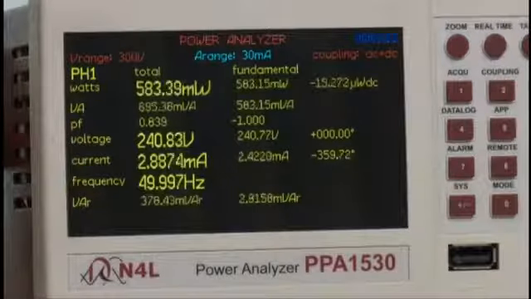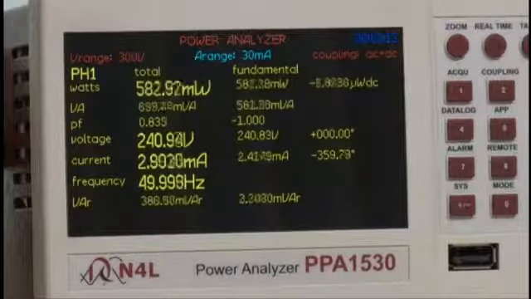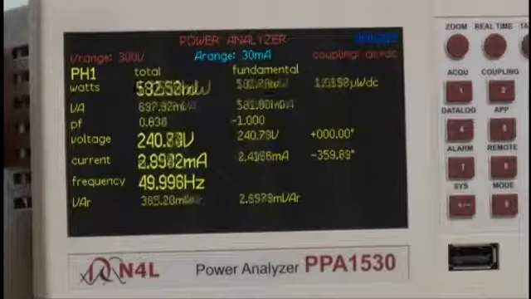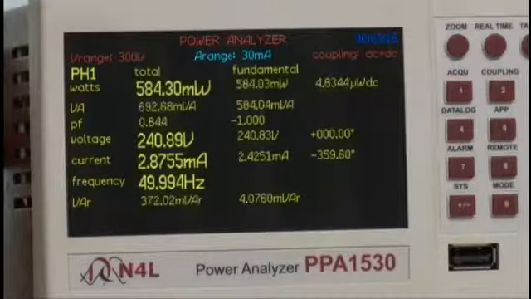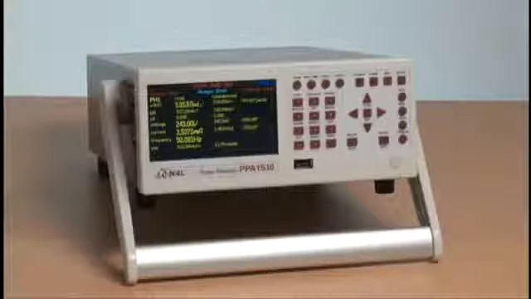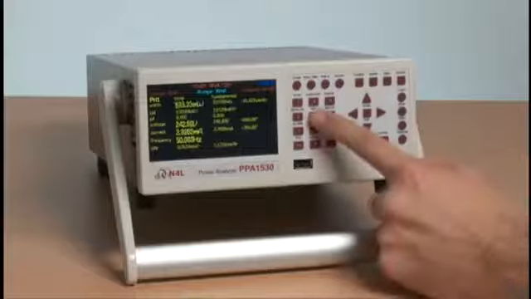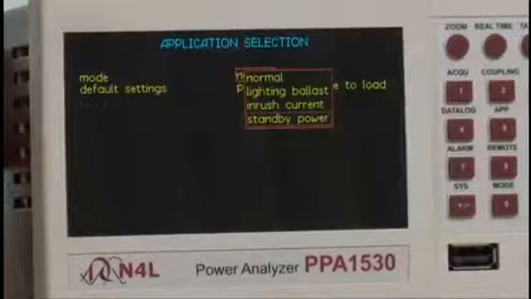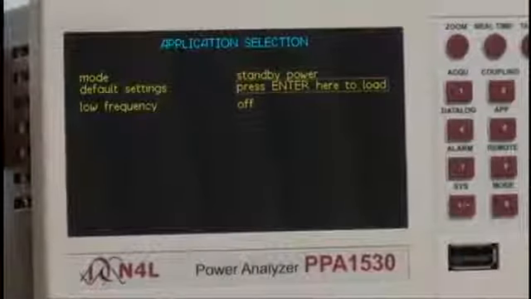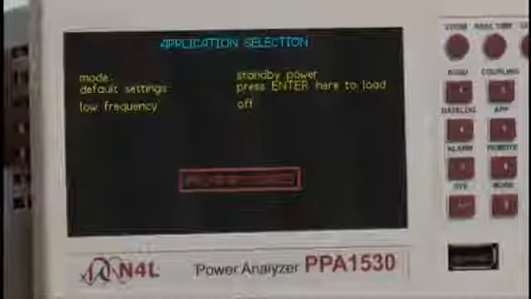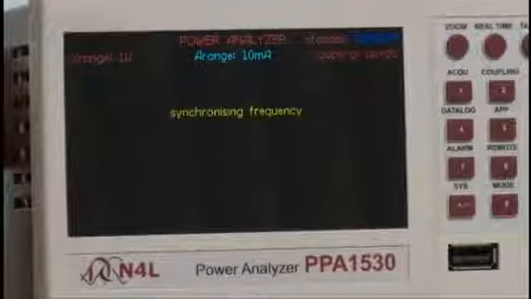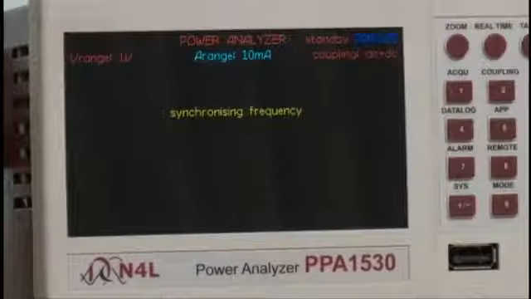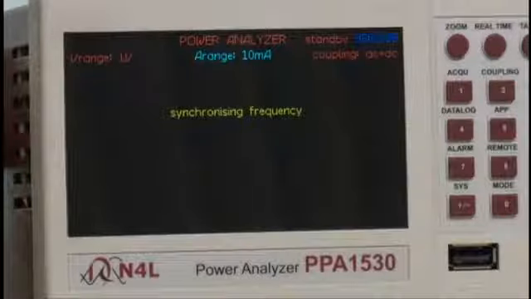This creates a challenge for switch mode power supply analysis with low duty cycle power consumption and is usually solved by integration over time. However, Newtons4th have a solution to this, which is a standby power mode. If we select the standby power mode in the acquisition menu, we see that the power screen changes slightly with the addition of a second frequency.